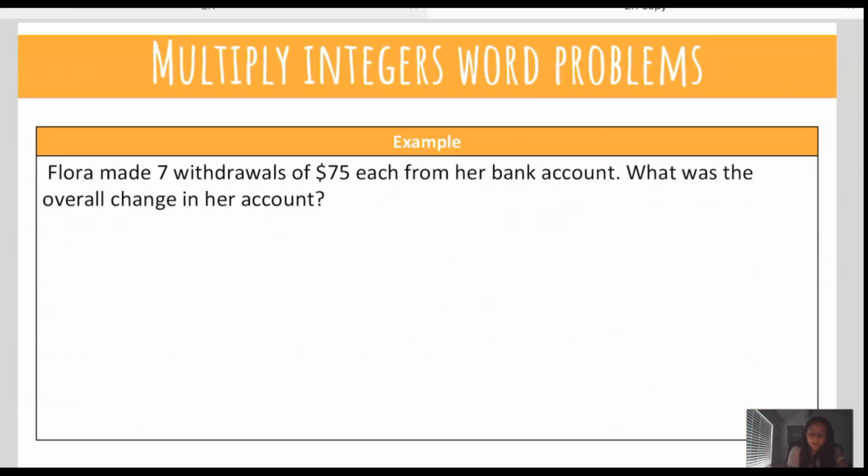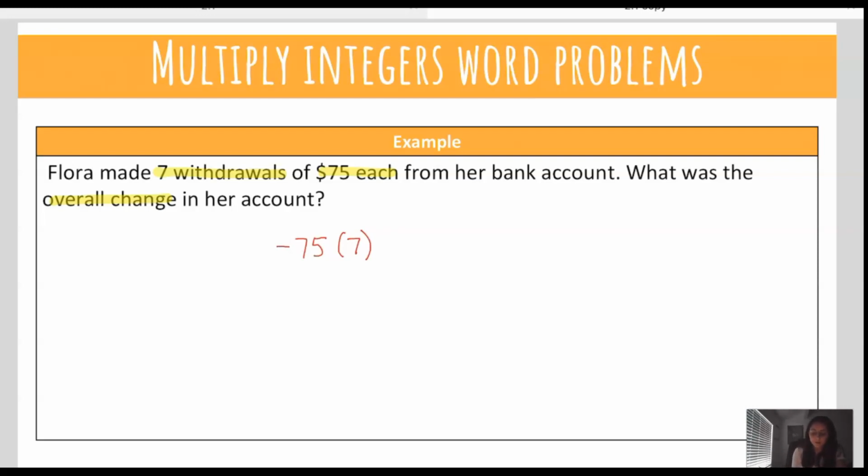This word problem says, Flora made 7 withdrawals. Remember, withdrawal is to take money out of $75 each from her bank account. What was the overall change in her account? So she's taking out $75 every time. So we take out $75, we take out $75, we take out $75, and we do that 7 times. So we're taking out $75 7 times. So we can do negative 75 times 7.